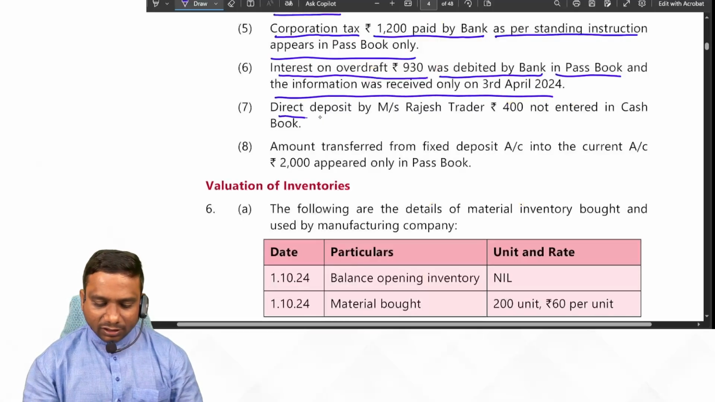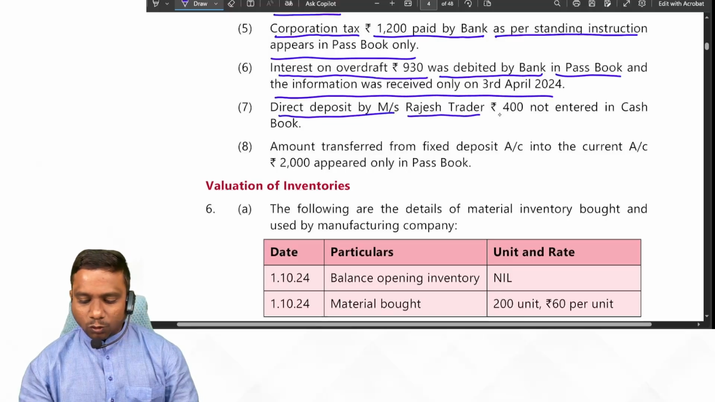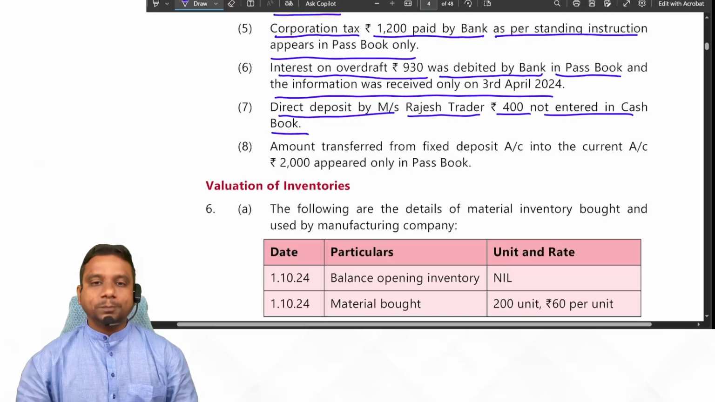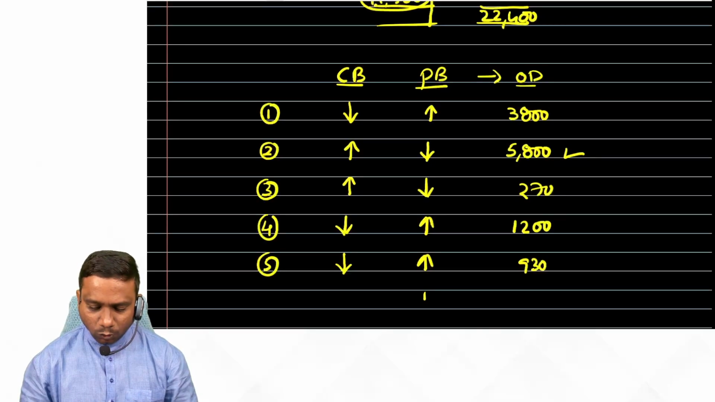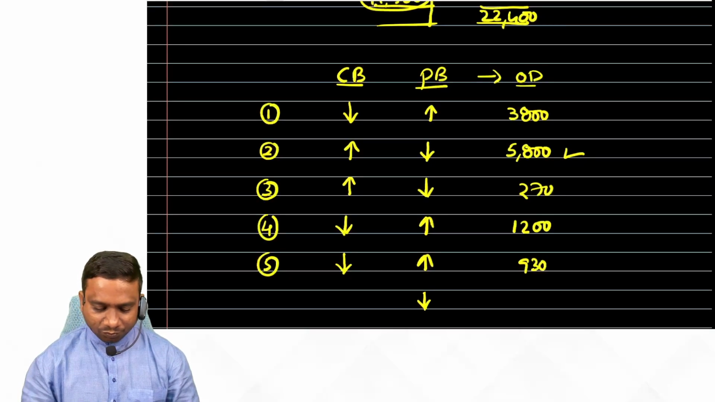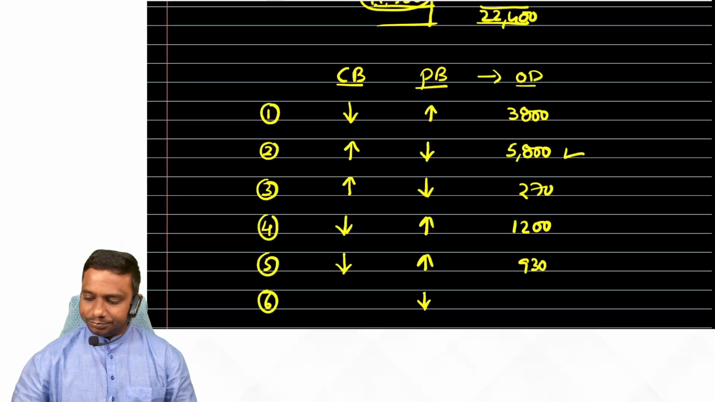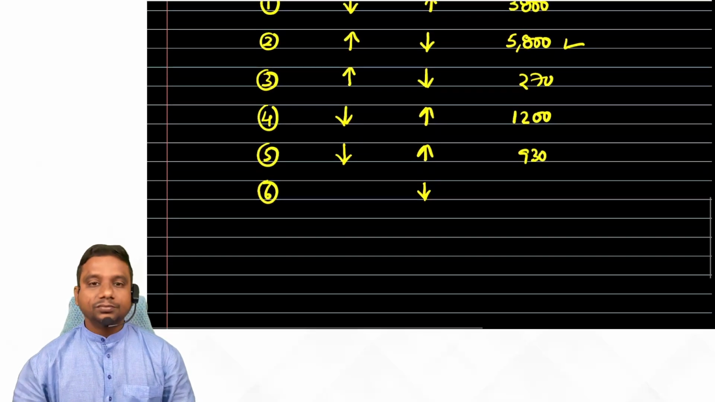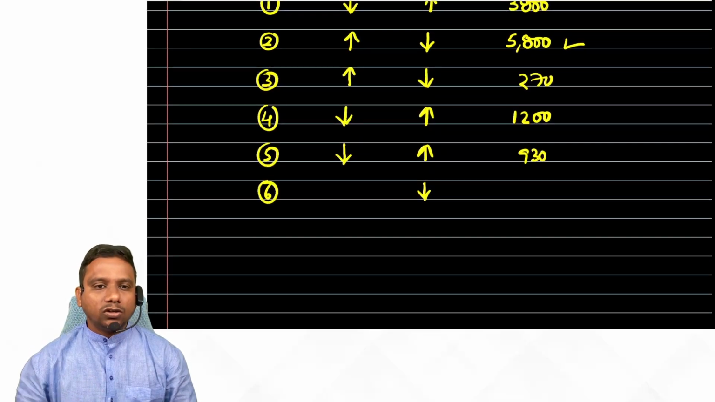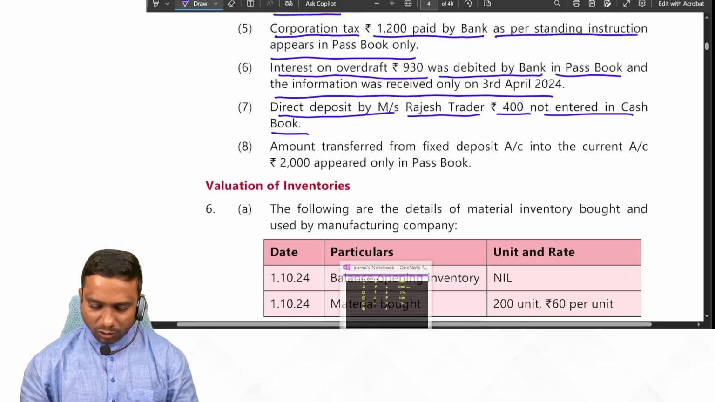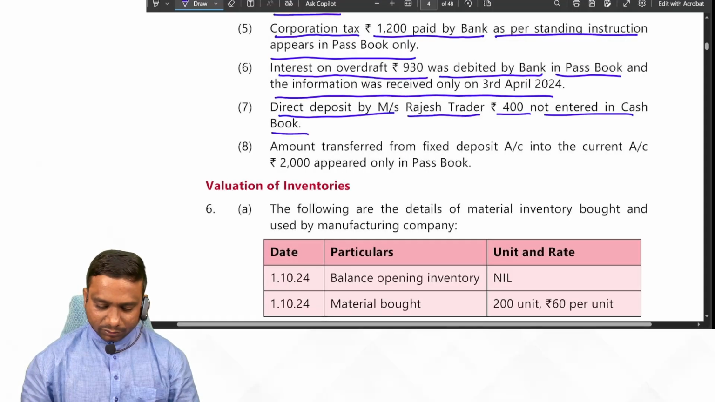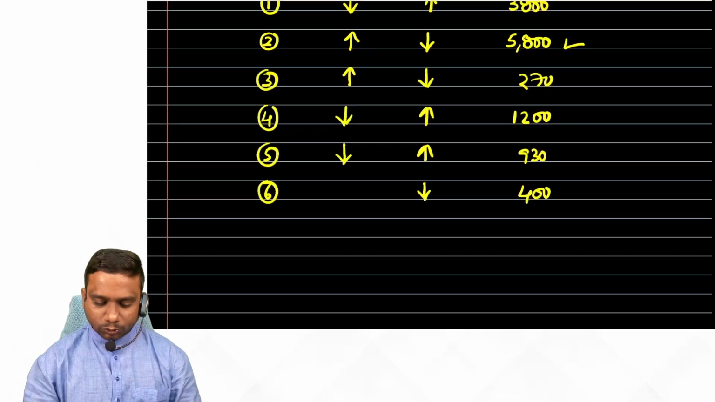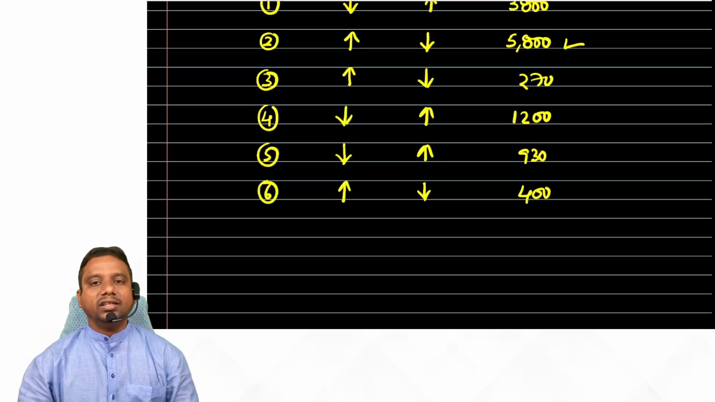Next, direct deposit by Messrs. Rajesh Trader 400 not entered in cash book. First of all, who records this entry? Passbook, so that passbook overdraft gets decreased. Why? Because it is a deposit, and with the deposit our overdraft gets decreased. How much? 400. Now, there is no entry in cash book, so cash book overdraft increases.